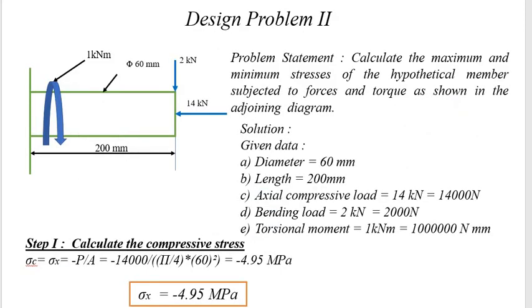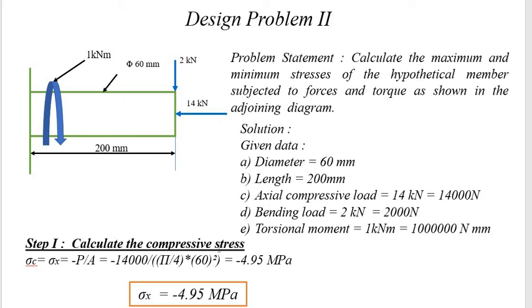Design problem 2. Problem statement. Calculate the maximum and minimum stresses of the hypothetical member subjected to forces and torques as shown in the adjoining diagram. If we observe the diagram, the hypothetical member is made of circular cross section with a diameter of 60 mm. Its length is 200 mm. It is subjected to a torque of 1 kN meter, a vertical force of 2 kN and a compressive axial force of 14 kN. Let us write down the given data.